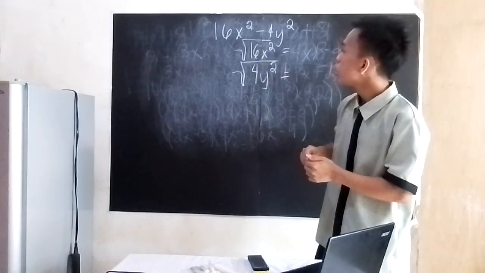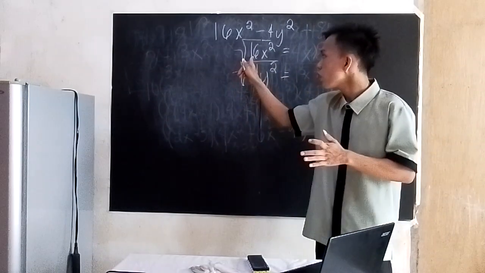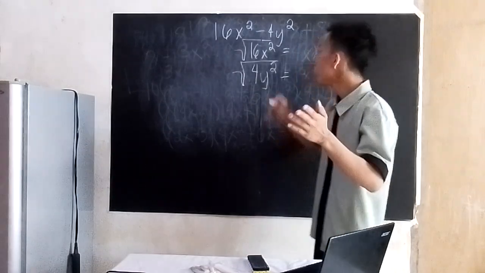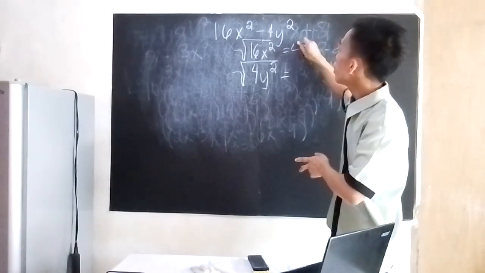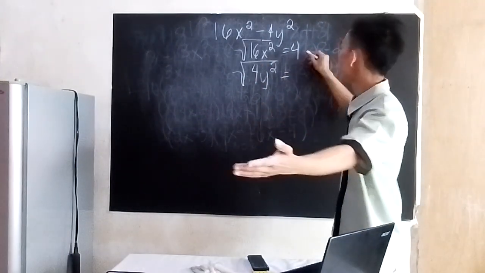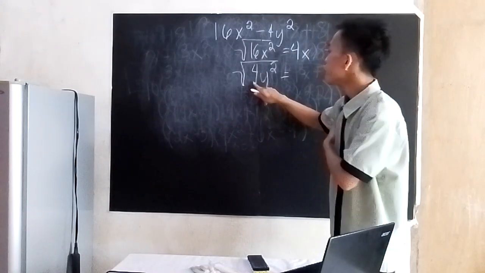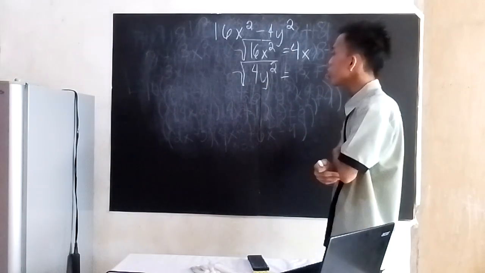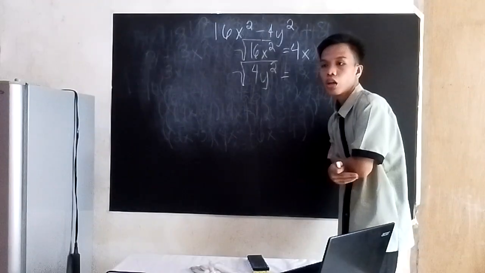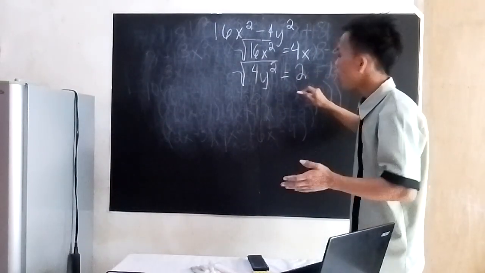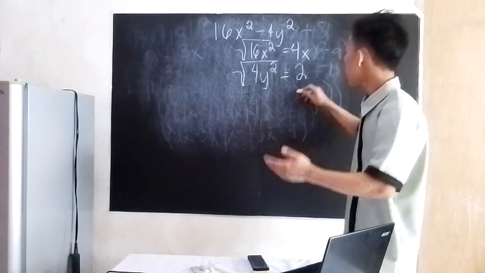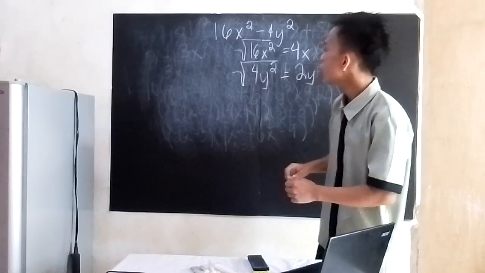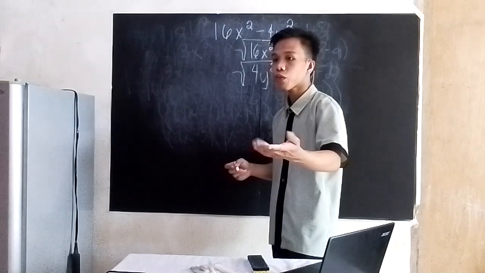So what is the square root of 16x squared? Focus first on the coefficient. That's right, so the square root of 16 is 4 and the square root of x squared is x. Next, what is the square root of 4? Think of a number that when you multiply to itself, the result is 4. Thank you, Lanan. So that will be 2. How about the y squared? That will be y.